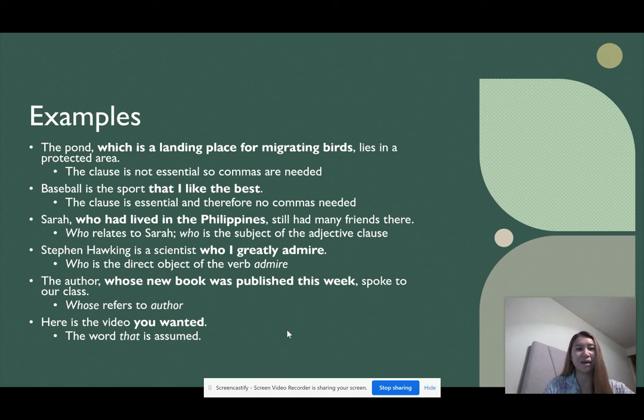To wrap it up, a clause is a group of words that cannot deliver a complete thought or meaning. There's a subject and a verb, but unlike a sentence, it does not deliver a complete thought or meaning. We have different kinds: the noun clause, adjective clause, adverb clause, and the independent clause and subordinate or dependent clause.